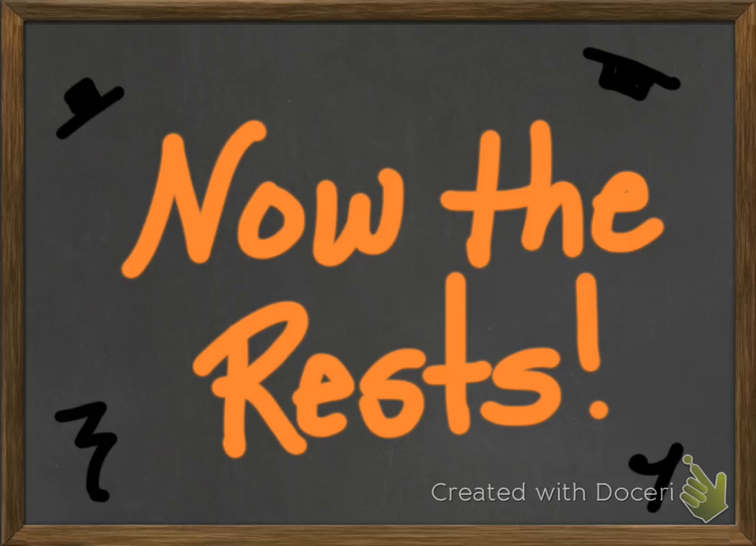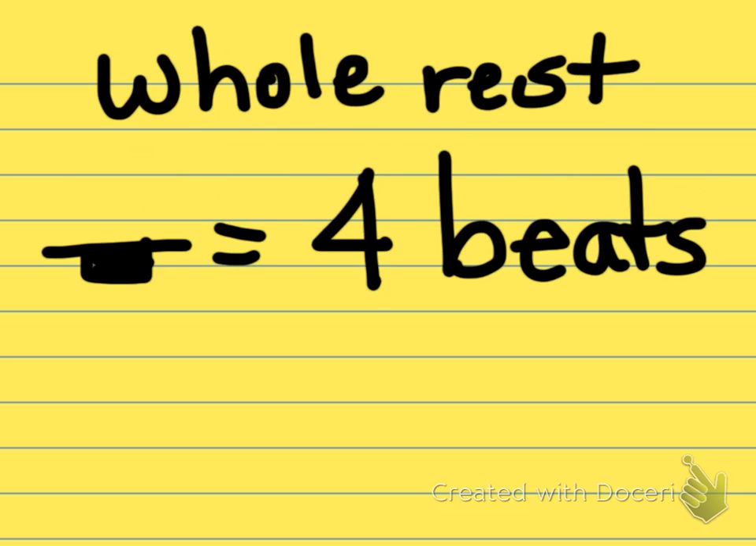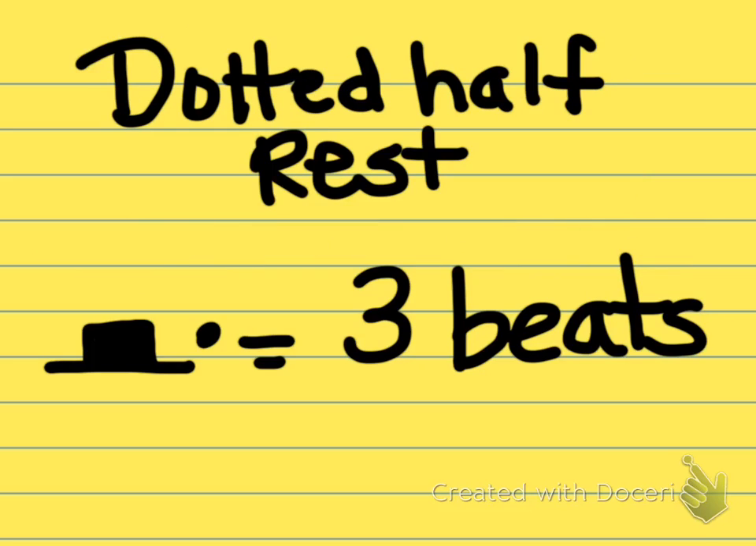Now let's review our rests. Remember what the symbols look like. Half rest, looks like a hat, receives 2 beats. Our whole rest, an upside down hat, receives 4 beats. A dotted half rest, a hat with a dot beside it, is 3 beats.